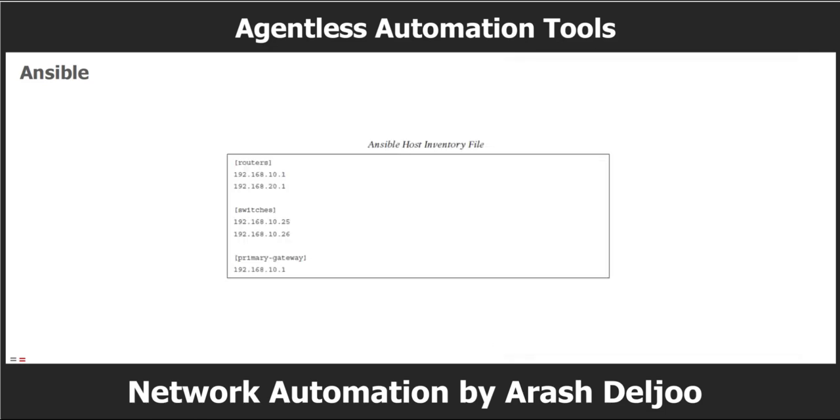Also, Ansible uses an inventory file to keep track of the hosts it manages. The inventory can be a named group of hosts or a simple list of individual hosts. A host can belong to multiple groups and can be represented by either an IP address or a resolvable DNS name. This example shows the content of a host inventory file with the host 192.168.10.1 in two different groups. As you can see, we have routers: 192.168.10.1 and 192.168.20.1. About the switch: 192.168.10.25 and 192.168.10.26. And about the primary gateway: for example, 192.168.10.1.